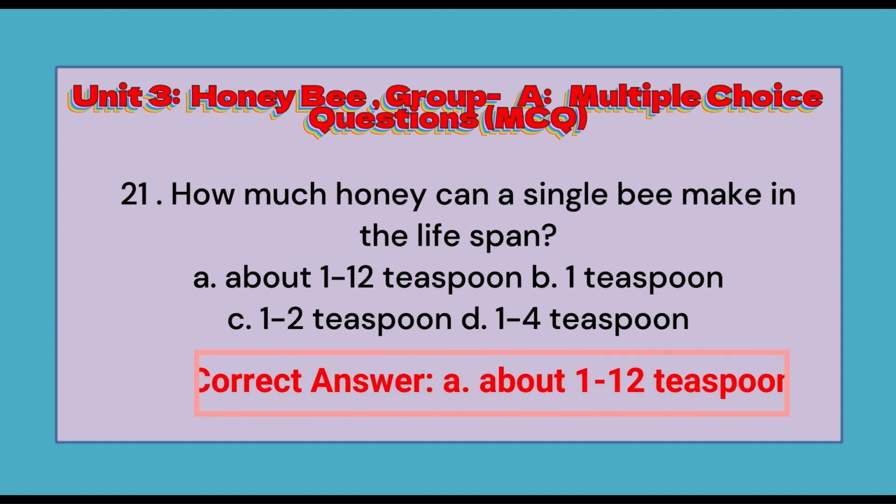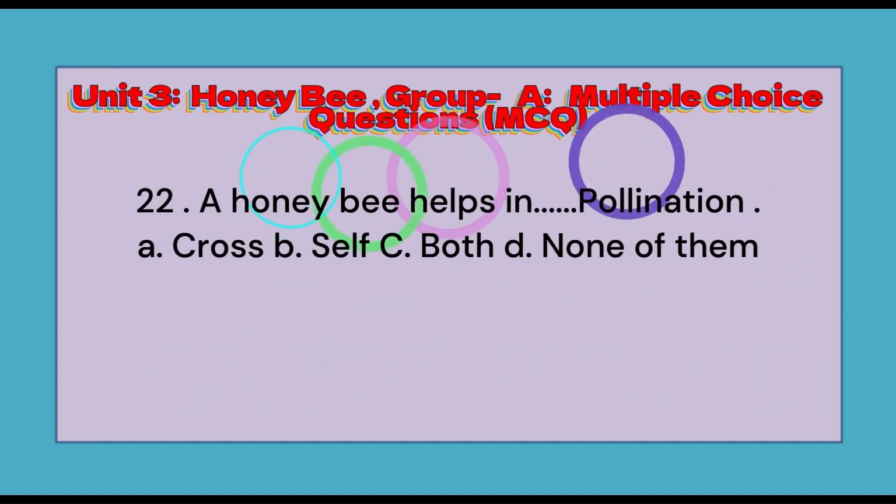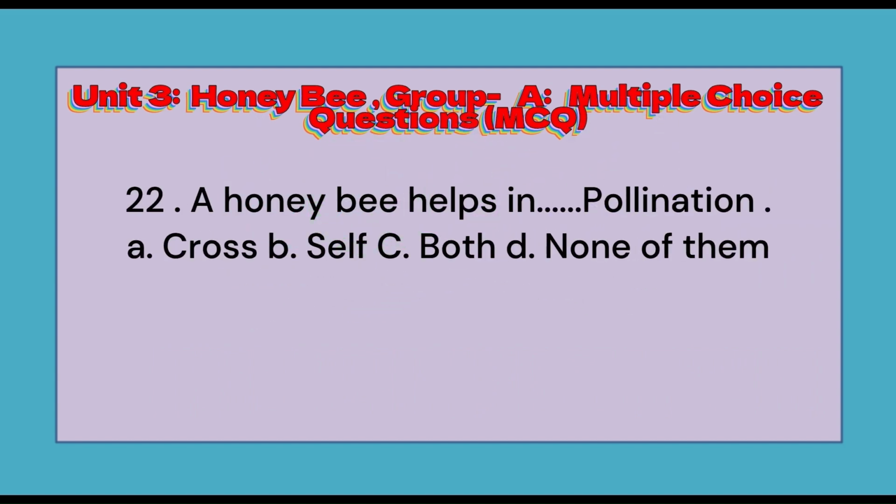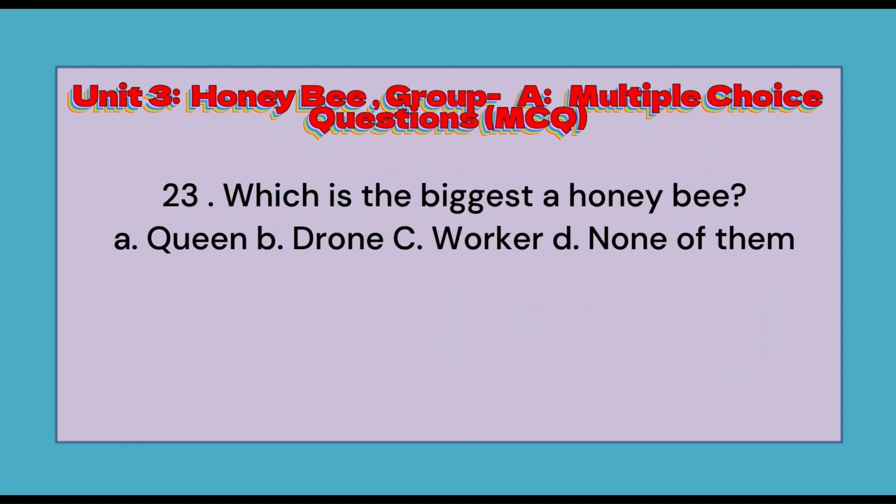About 1 to 1/2 teaspoon. 22. A honey bee helps in pollination. A. Cross. B. Self. C. Both. D. None of them. Correct answer: C. Both.